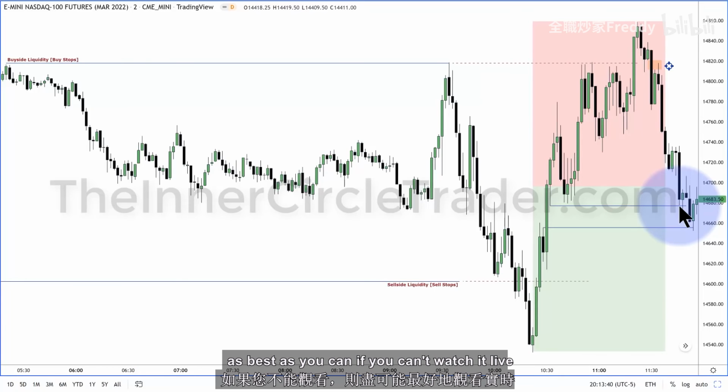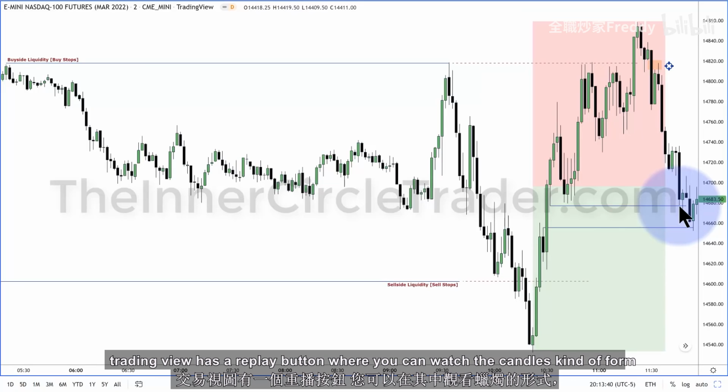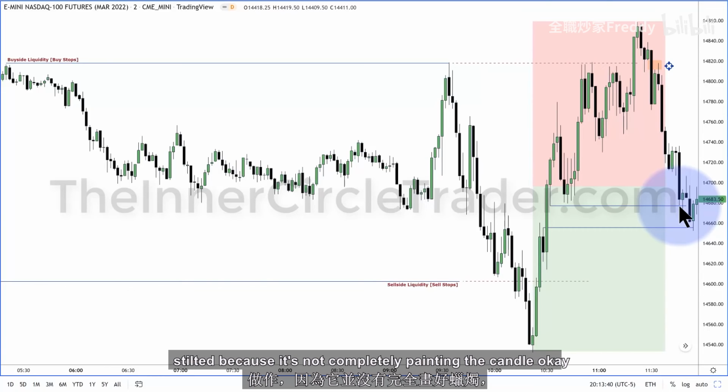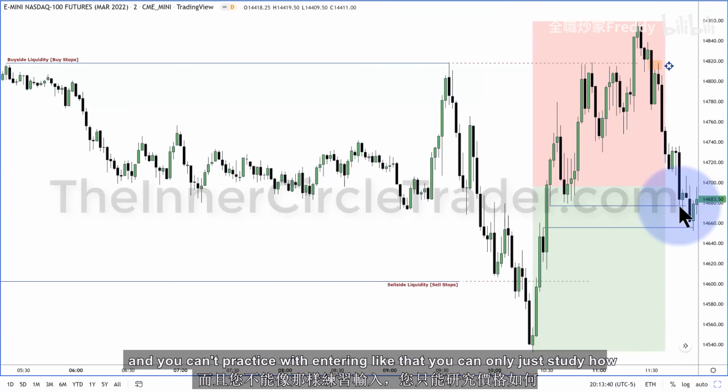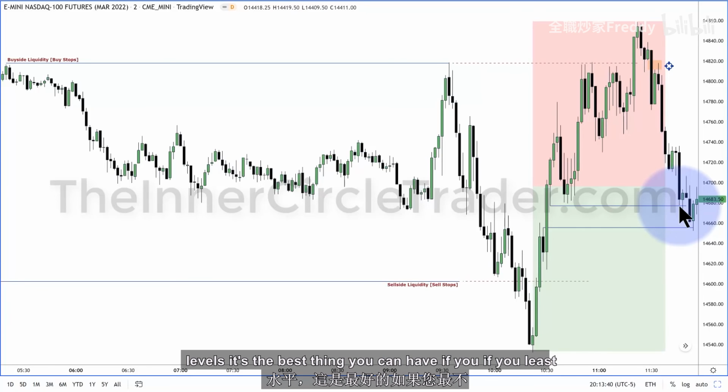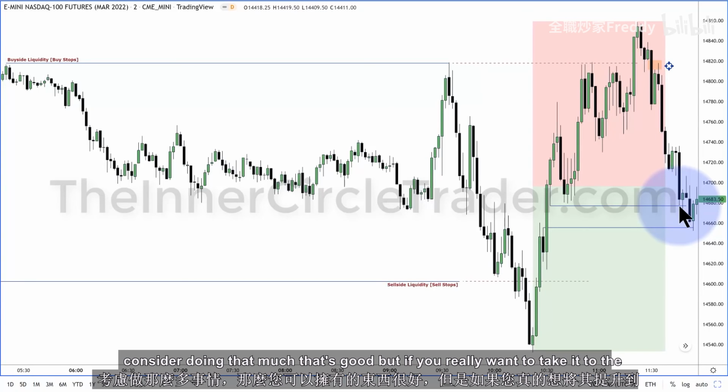If you can't watch it live, TradingView has a replay button where you can watch the candles kind of form, but they're a little stilted because it's not completely painting the candle, okay? And you can't practice entering like that. You can only study how price moved and gravitated towards certain levels. It's the best thing you can have. If you at least consider doing that much, that's good.